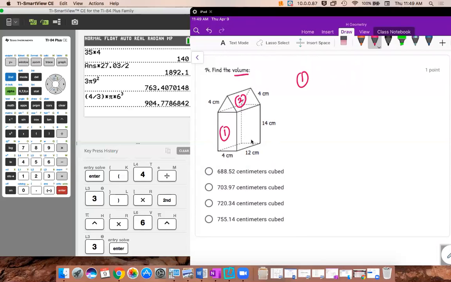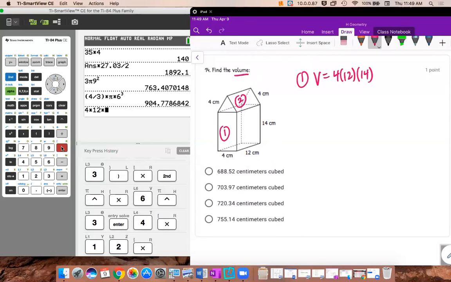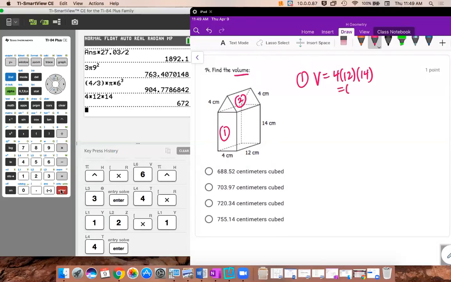So area of the base is going to be 4 times 12, times the height, which is 14. So 4 times 12 times 14 is 672. That is the volume of the bottom part, not including this top part.